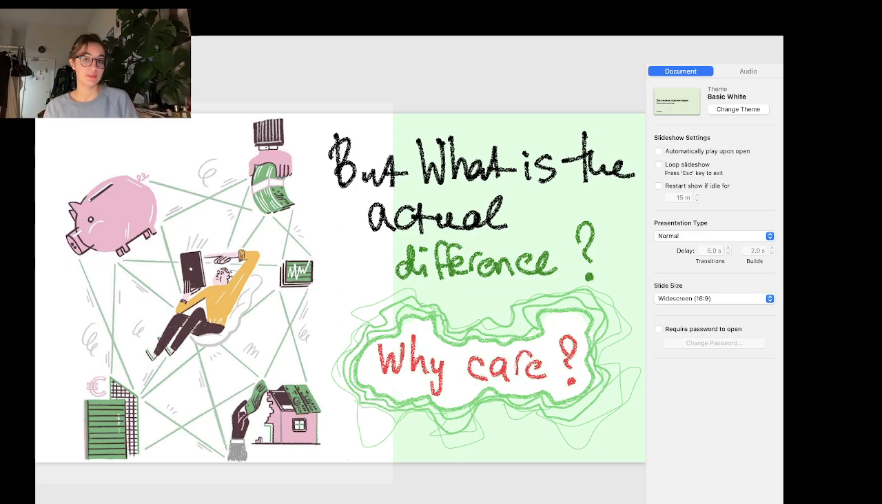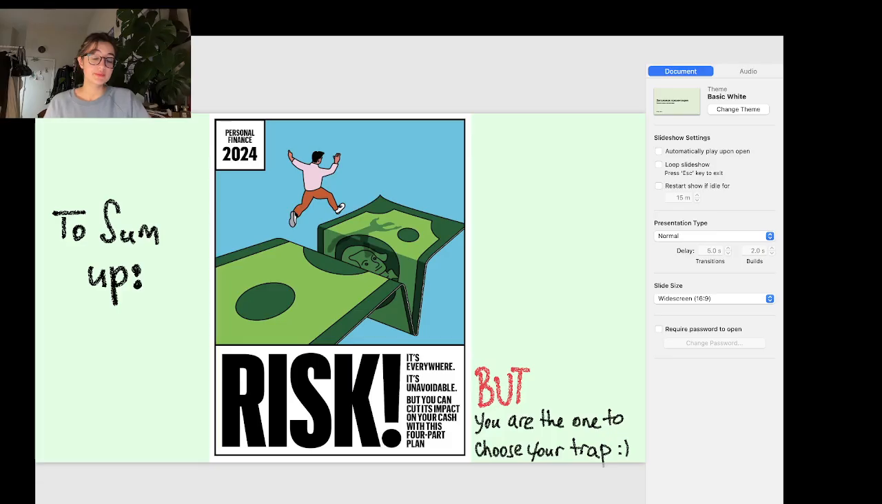I only trust the math, I only trust the rules, and I know that I own my own data, my money, and transparency. So, to sum it up, it all does depend on who you decide to trust the most, and take your risk. You're the one to choose your trap.